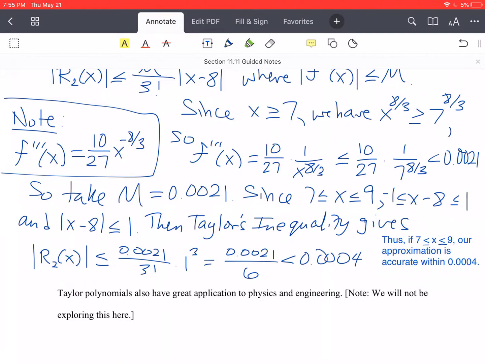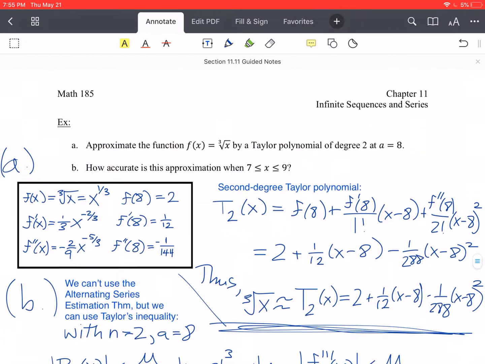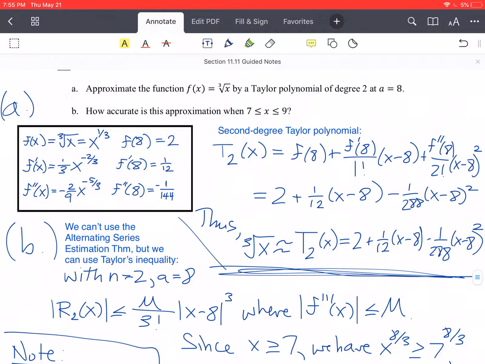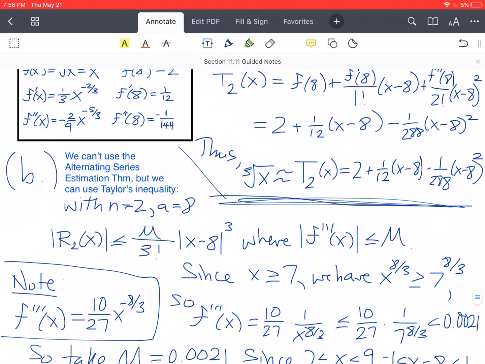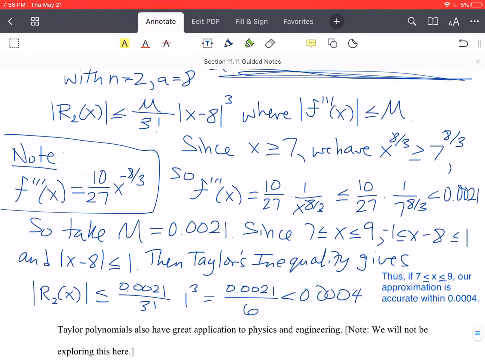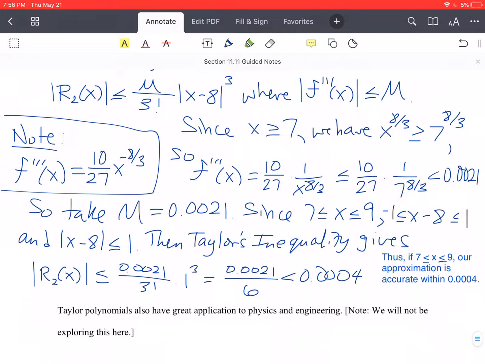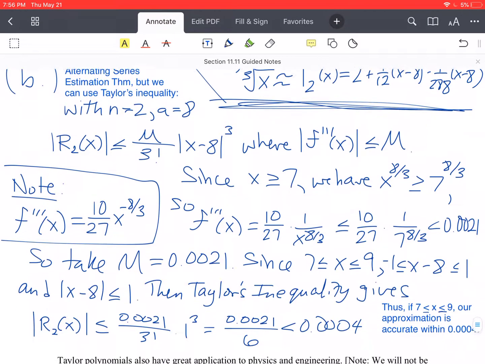Okay, so a lot going on in this problem. Just remember what we've done here. We approximated the function using a second-degree Taylor polynomial, and then we were able to use Taylor's inequality to determine how accurate that was. And we got within 0.0004 units. So I would say that's a pretty good approximation there.